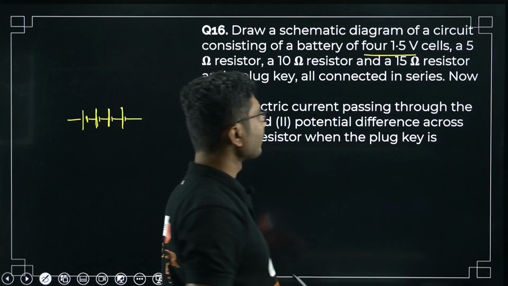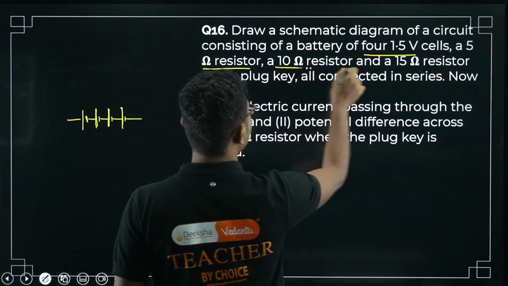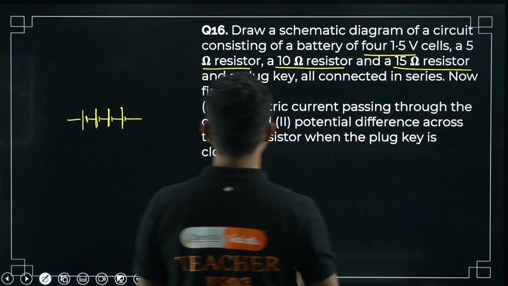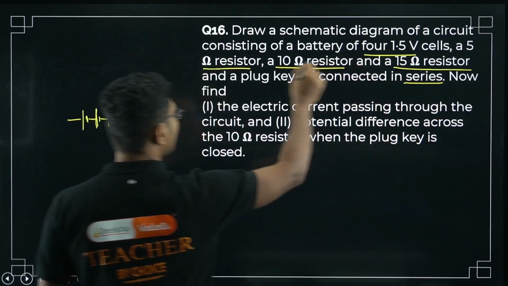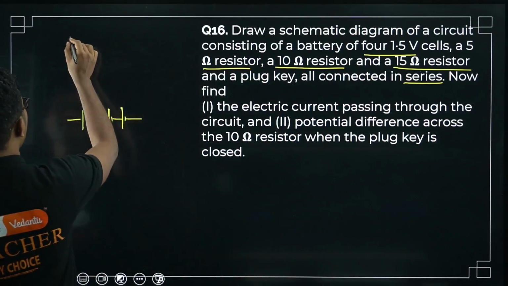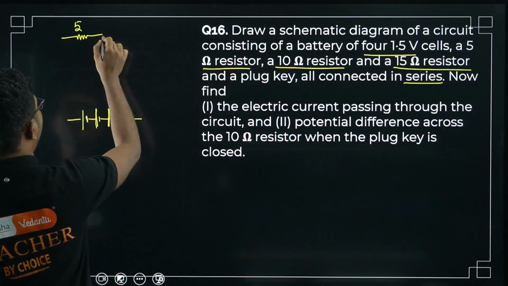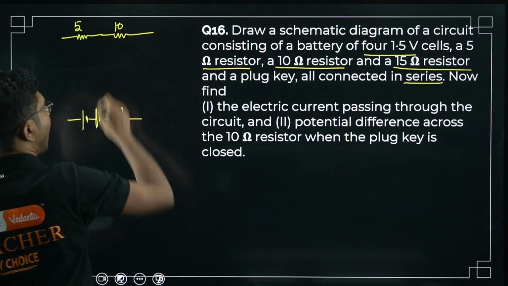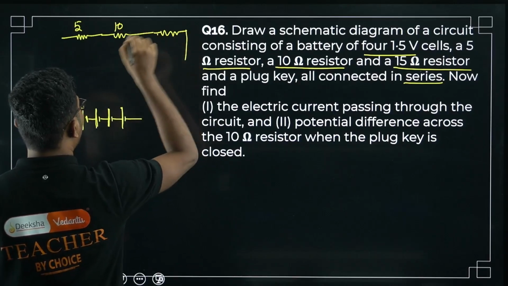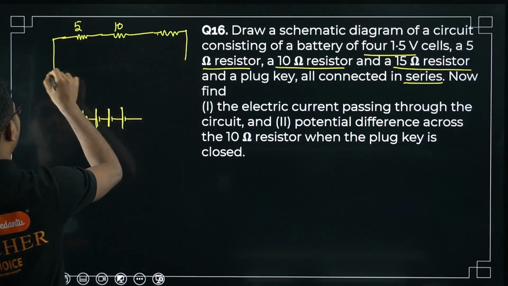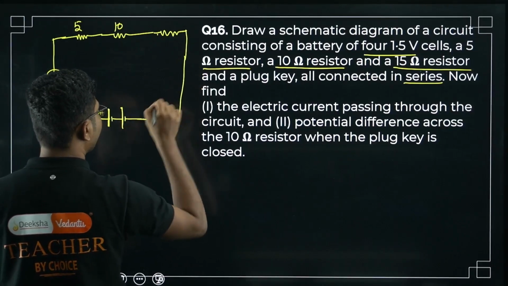Now a 5 ohm resistor, a 10 ohm resistor and a 15 ohm resistor and plug key all connected in series. So this is very, very important. First is a 5 ohm resistor, next is a 10 ohm, and last is a 15 ohm. And there was also a plug key. So once they ask you to draw the schematic, you have to draw the schematic properly.